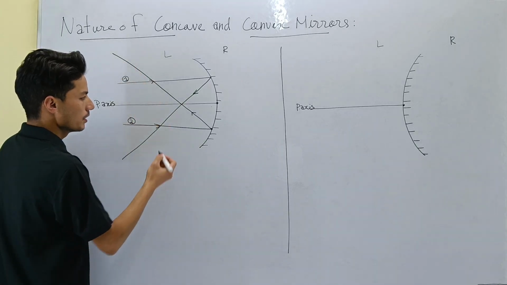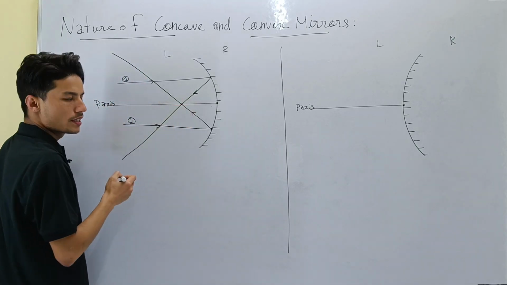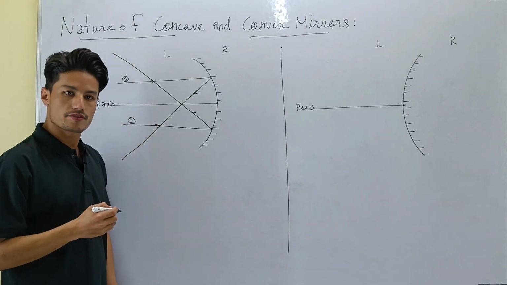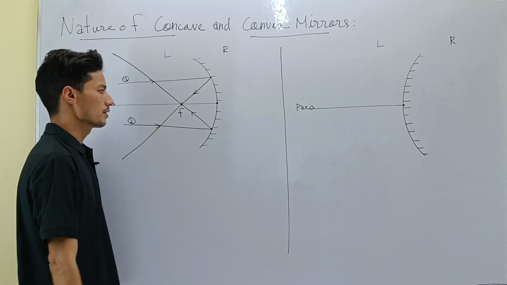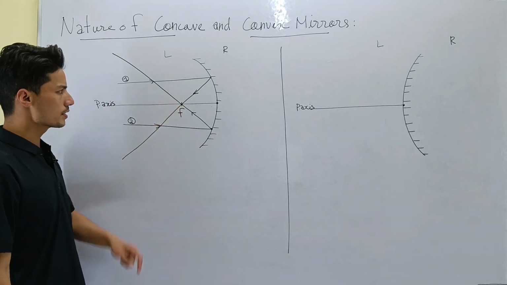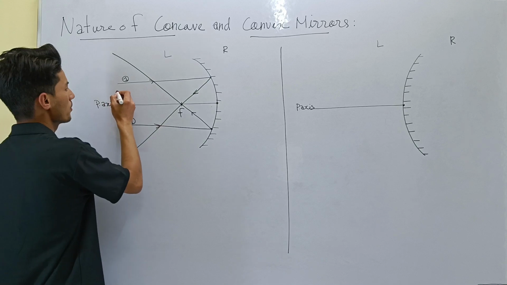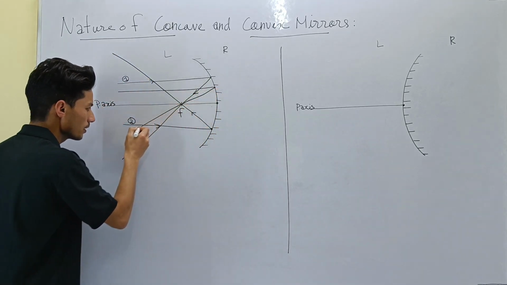Now do you see this point? The two reflected rays meet at this point, is it not? This point is very important. Okay, class, this point is called the focus. So we took two rays. You can take any number of rays, you can take another ray, but still it will happen like this.